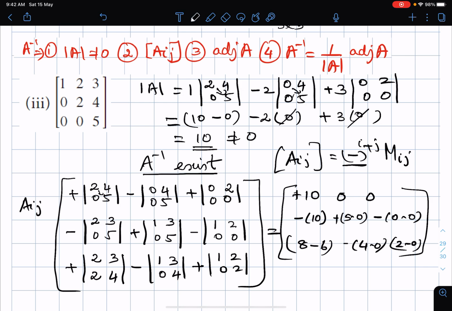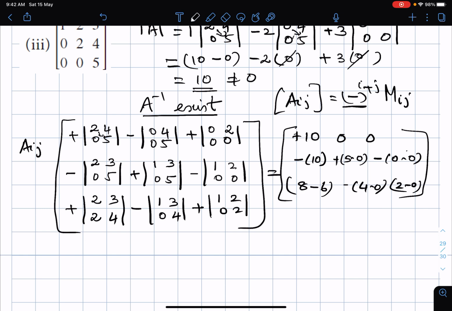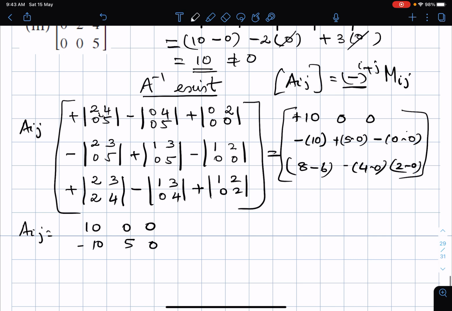This is the expansion. These all you can write as 0, okay. This one has become 0. So what is your answer for Aij? So Aij equal to 10, 0, 0, then minus 10, 5, 0, and the last row is going to be 8 minus 6, 2, minus 4 and 2. This is your Aij. Now the cofactor matrix is over.